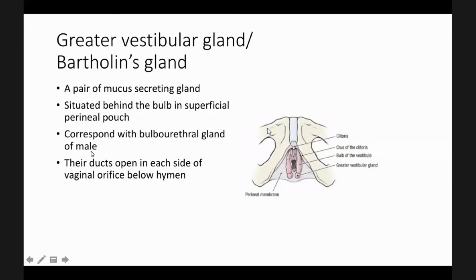Below the prostate, in the perineum, there was the bulbourethral gland, which opened into the penile urethra. You have seen that structure. Equivalent to that structure, this is known as the Bartholin's or the greater vestibular gland. A pair of mucus secreting glands, they are situated behind the bulb in the superficial perineal pouch. They are also present in the perineum. So it corresponds with the bulbourethral gland, and their ducts open on each side of the vaginal orifice below the hymen.